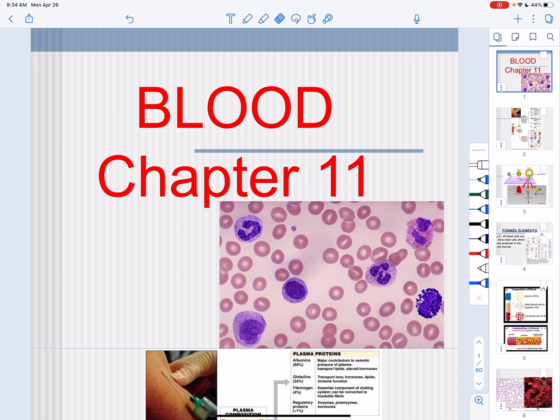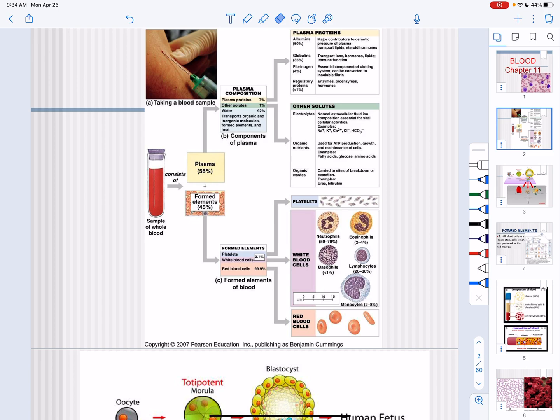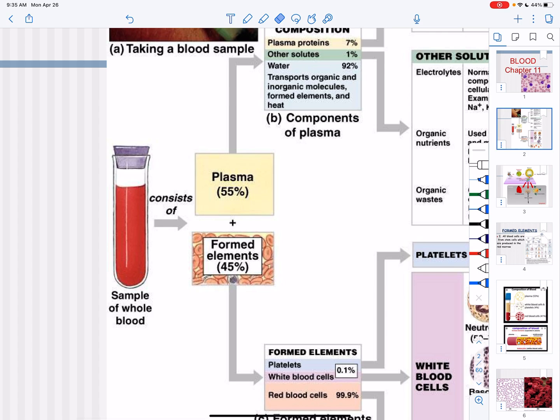Blood is divided into two different parts, and those two different parts are what we call the plasma and the formed elements. So you can see that here in my graphic that we have our plasma making up about 55% of our blood volume. And then we have formed elements. And today we're going to focus on these formed elements.